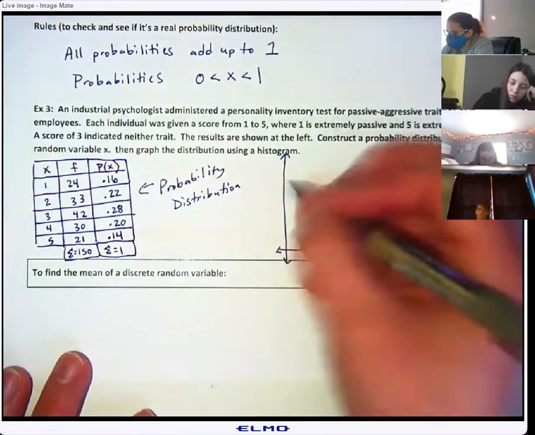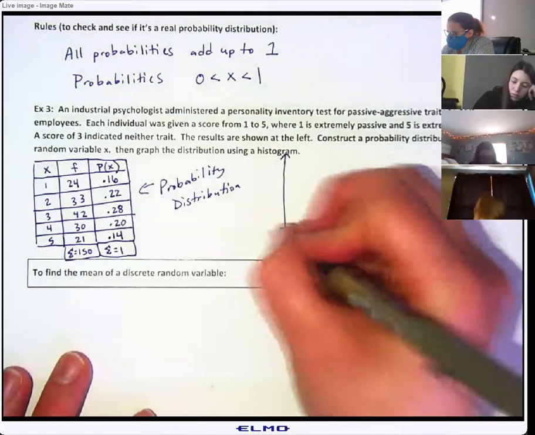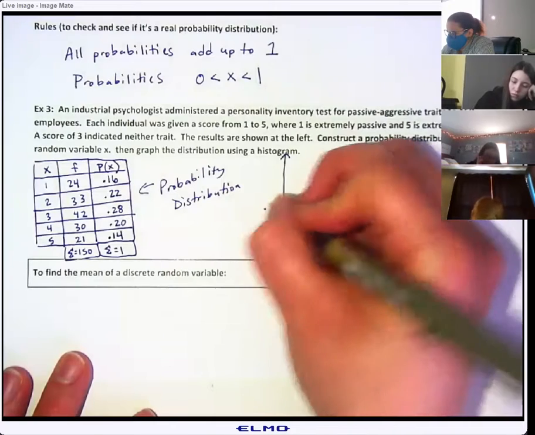So if we were going to quickly graph these, we would just say, here's like 10%, here's like 20%, there's 30%.